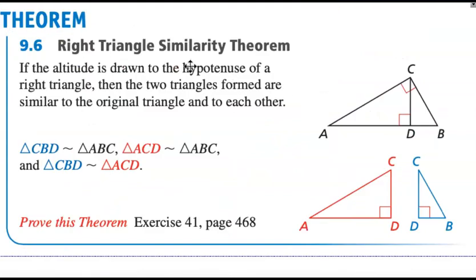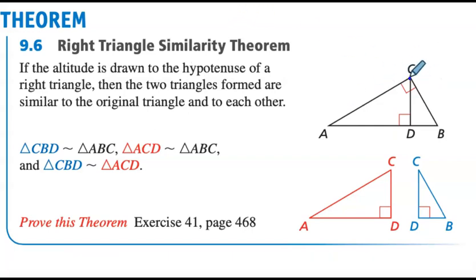Alright, so this next slide is just a theorem that's in the book here. It's the right triangle similarity theorem. It pretty much says if you have a right triangle and you draw the altitude from the vertex of the right angle, straight down, you're going to create 3 similar triangles. So this triangle in green is this one here in blue, this triangle here in blue is this one, and then the big triangle is the whole thing.